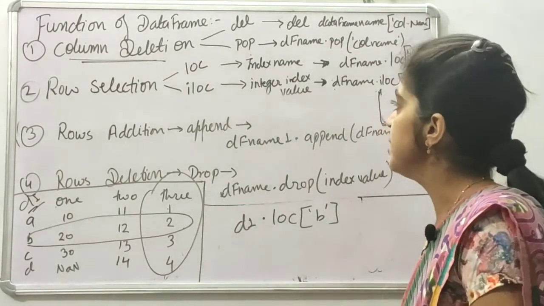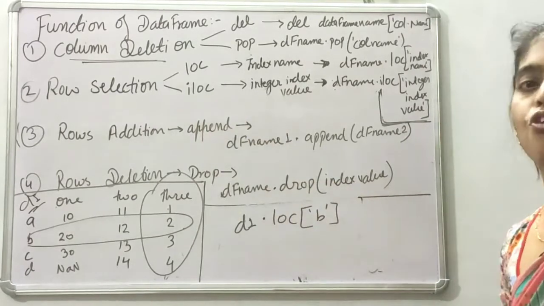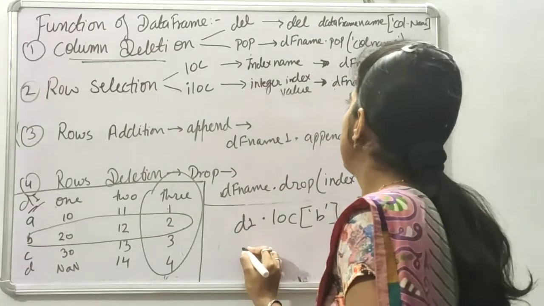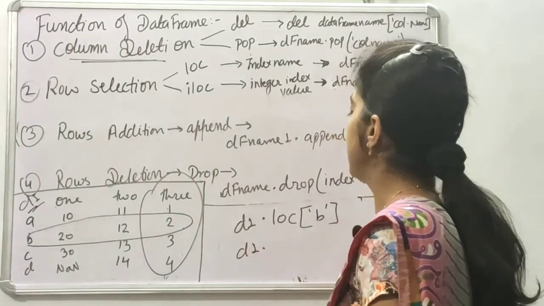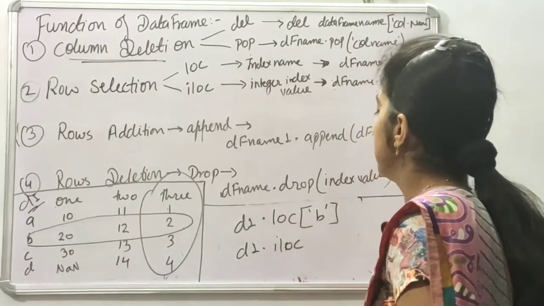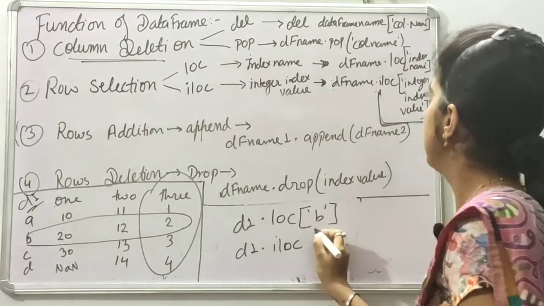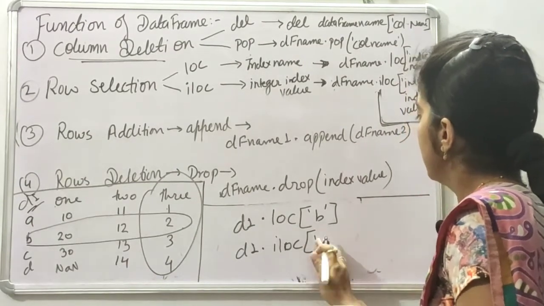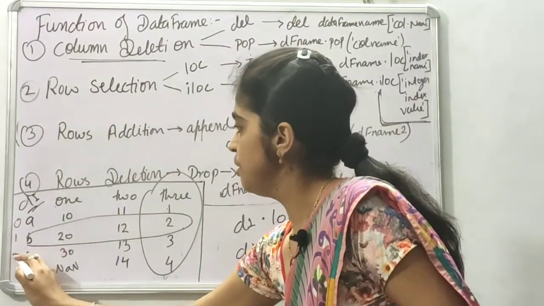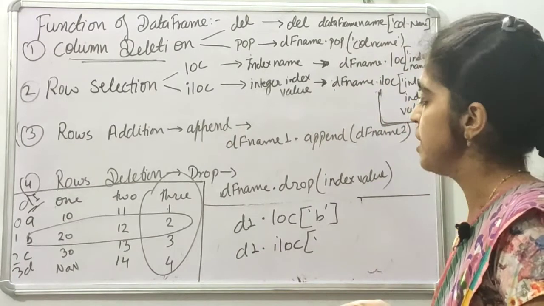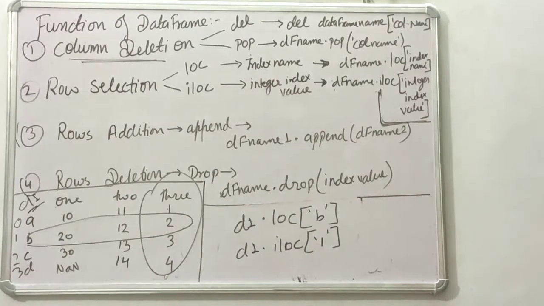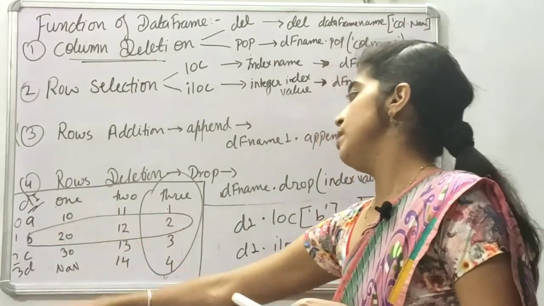Now if you want to select the row using iloc, meaning using the integer index value, then write the name of the data frame, for example D1, then iloc, meaning integer location, then write the index value, meaning 0, 1, 2, 3. What is the index value of the second row? It is 1. Then write 1. Then the B row will be selected again.